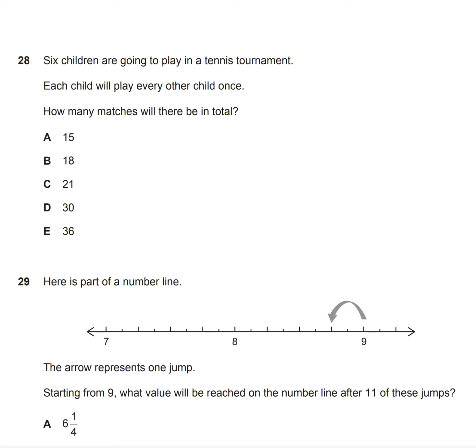28. 6 children are going to play in a tennis tournament. Each child will play every other child once. How many matches will there be in total? So for this one, each child will play the other child once.